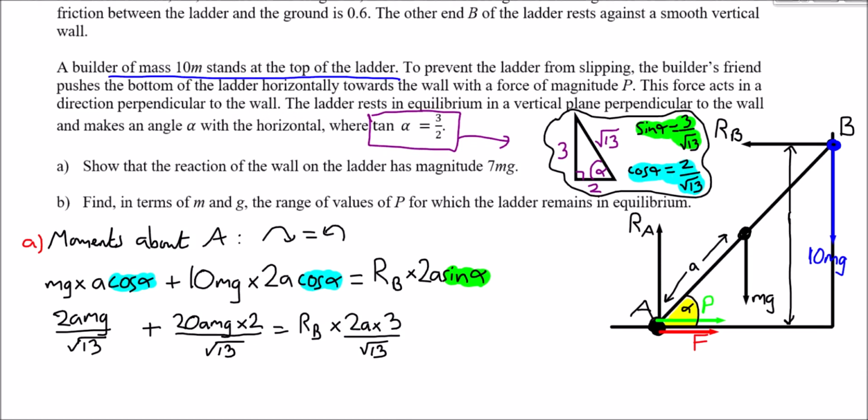Now this here looks horrible. What I'd suggest you might want to do to make it just look more humane, just multiply all sides by root 13, just to get rid of that horrible surd. Now what we'd have is 2 AMG. 20 times 2, that's 40 AMG. And over here we're going to have 6A RB.